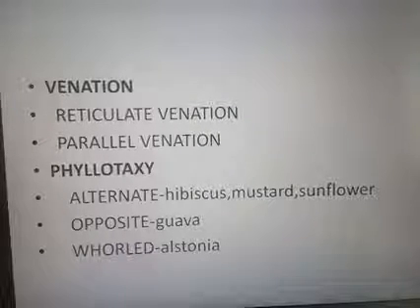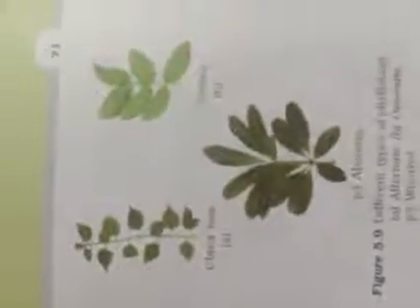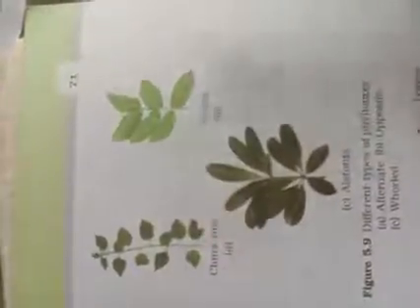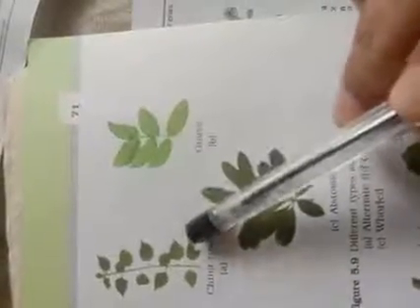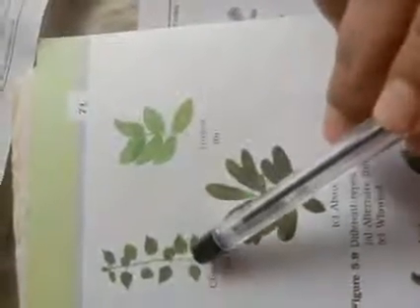So we are discussing phyllotaxy. Phyllotaxy is the pattern of arrangement. Look here, you can see this picture. This is a textbook picture. Here the first example is China rose. Here one leaf is there, then the next one is just above it on this side, so the leaves are arranged in an alternate way.